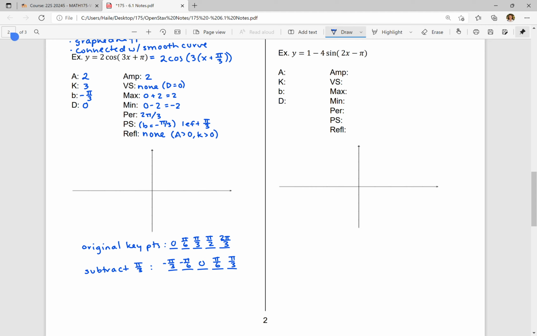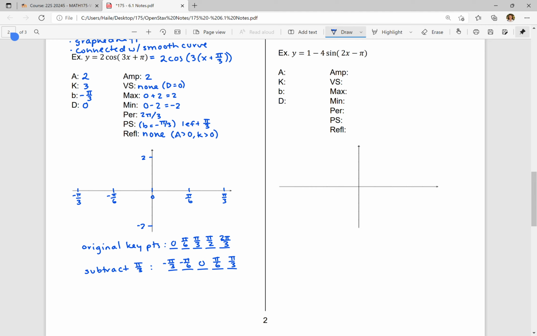So the way I'm going to label my x-axis is with these new key points in the second row. So I'm going to have 0, pi over 6, pi over 3, negative pi over 6, and negative pi over 3. And then my y-axis, I'm going to label with the maximum and minimum values again. So I'm going to have a tick mark at 2 and a tick mark at negative 2. Okay, so now I have the labels for the x and y axes, and now I can start to graph the key points of the graph.